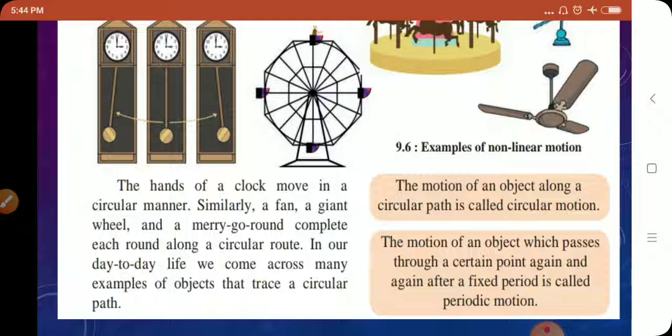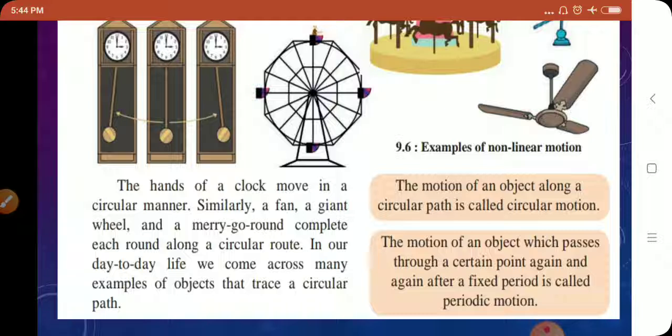Hands of a clock, fan, giant wheel, and merry-go-round complete each round along a circular route, isn't it? In our day-to-day life, we come across many examples of objects that trace a circular path. The motion of an object along a circular path is called circular motion. Circular means round. If it moves round, that is circular motion.